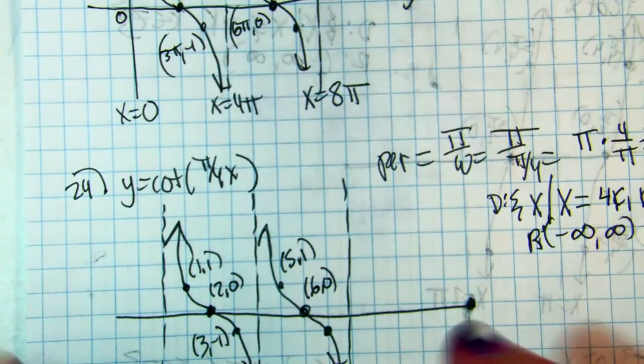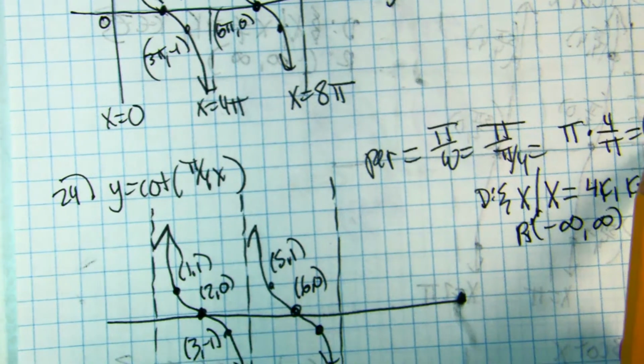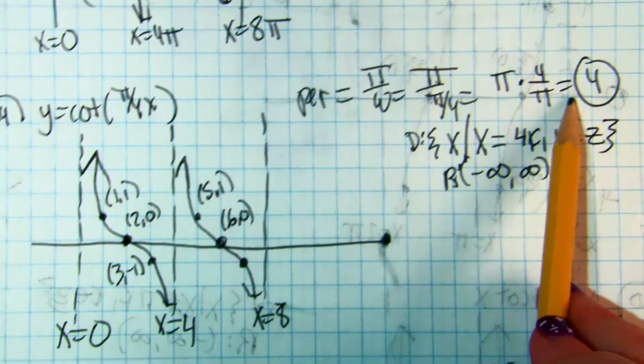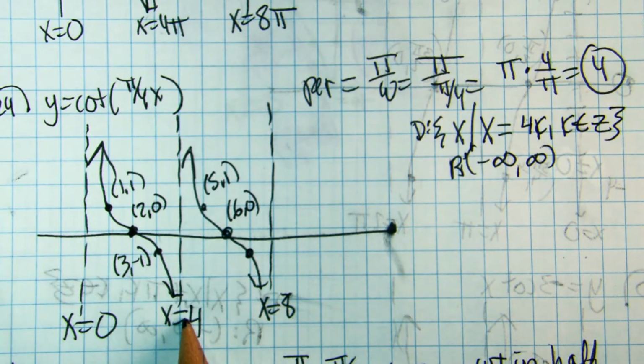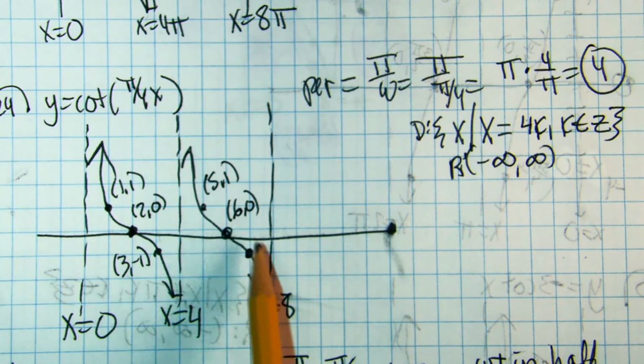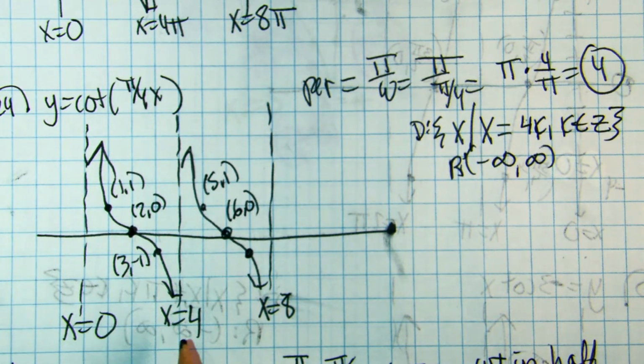The next one, we're dividing by pi over 4, and the pi's cancel, so we just get 4. So we're going to go 1, 2, 3, 4, and then 5, 6, 7, 8. So it's almost exactly like above, but all the pi's are gone. They're numbers instead of pi's.